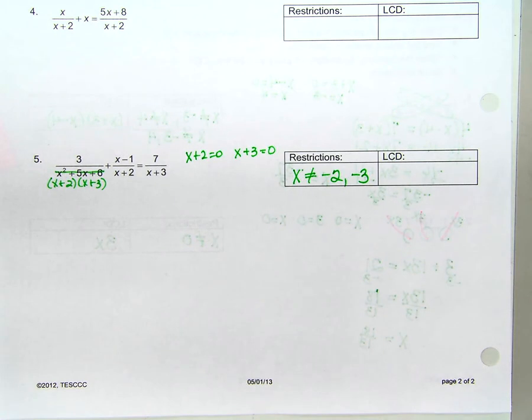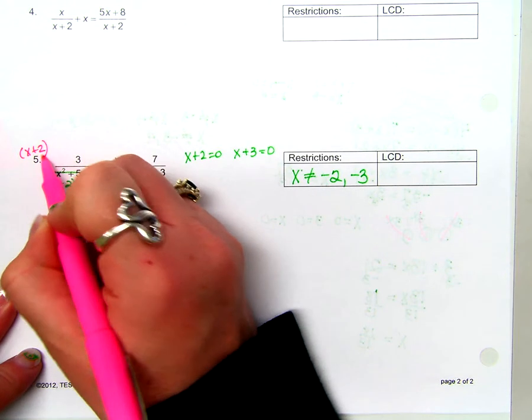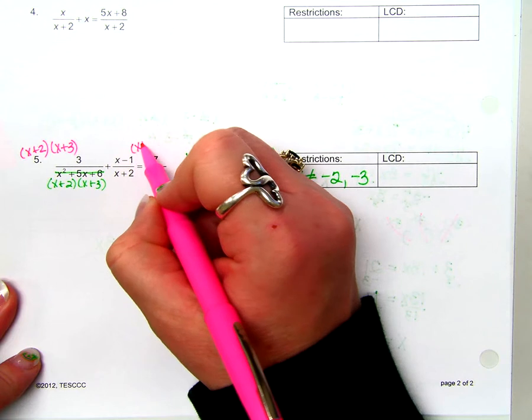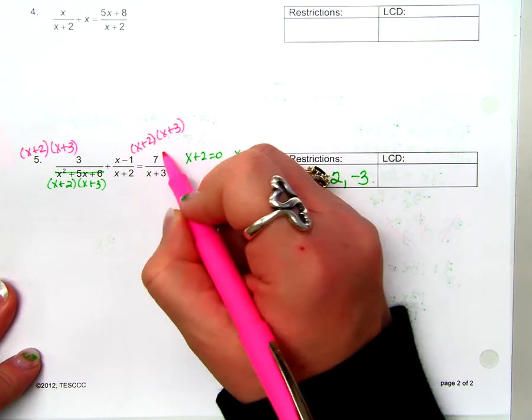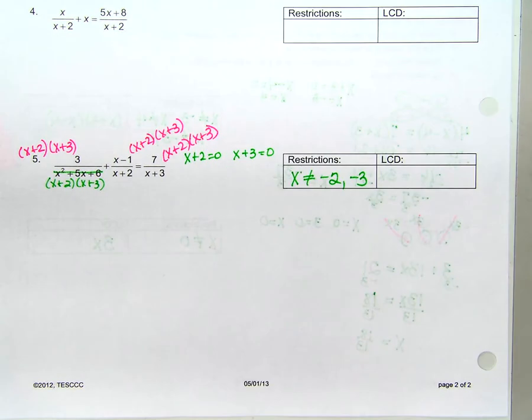Now that I know my restrictions, what is my least common denominator? It has to be all the factors that are there, right? Say it: x plus 2 times x plus 3. I don't know what I'm saying. How about if I write it down and you'll know for sure what I'm saying? x plus 2 times x plus 3. I have to multiply this by x plus 2 times x plus 3. Is that better? I only said it like 84 times.